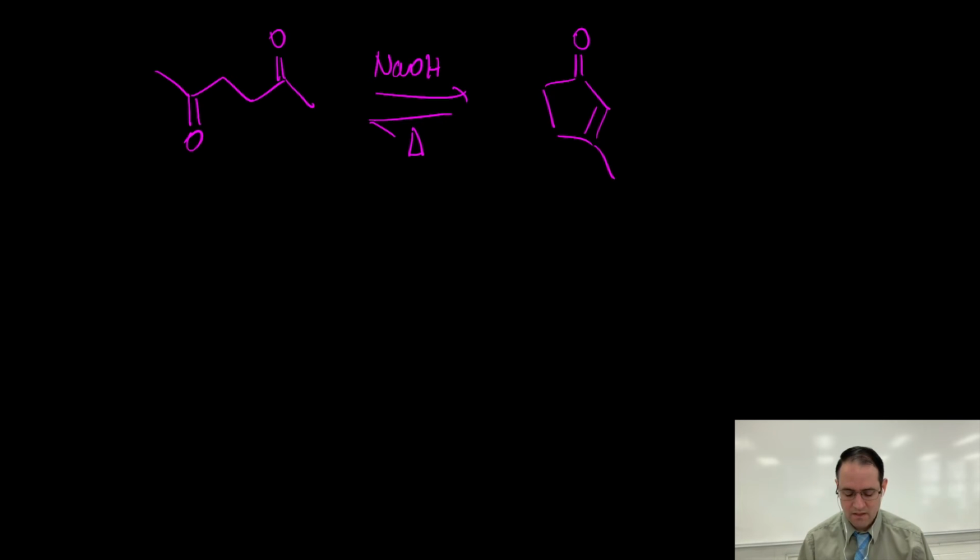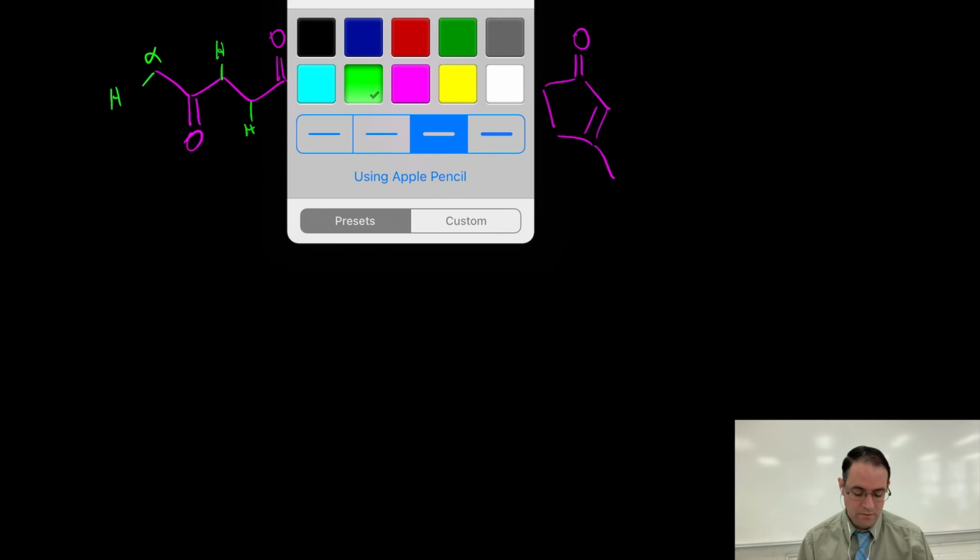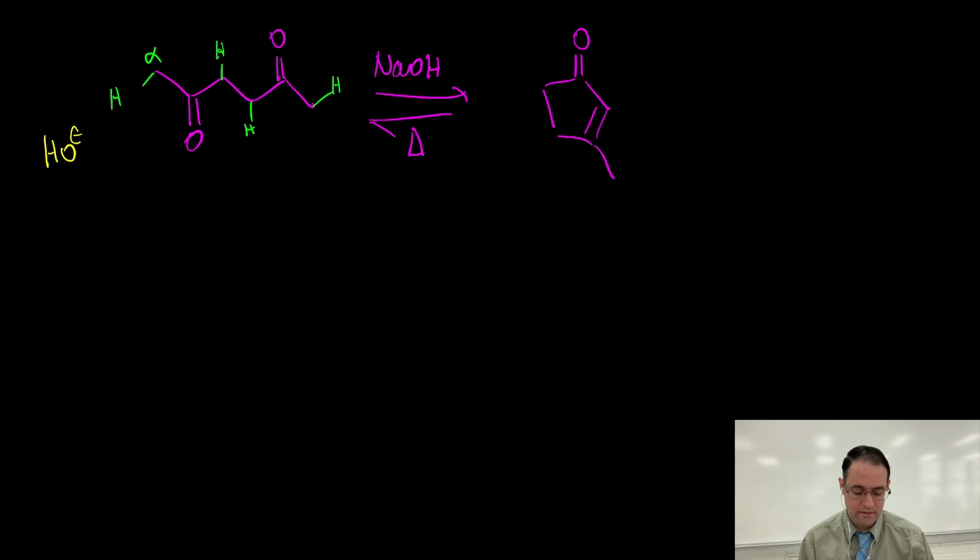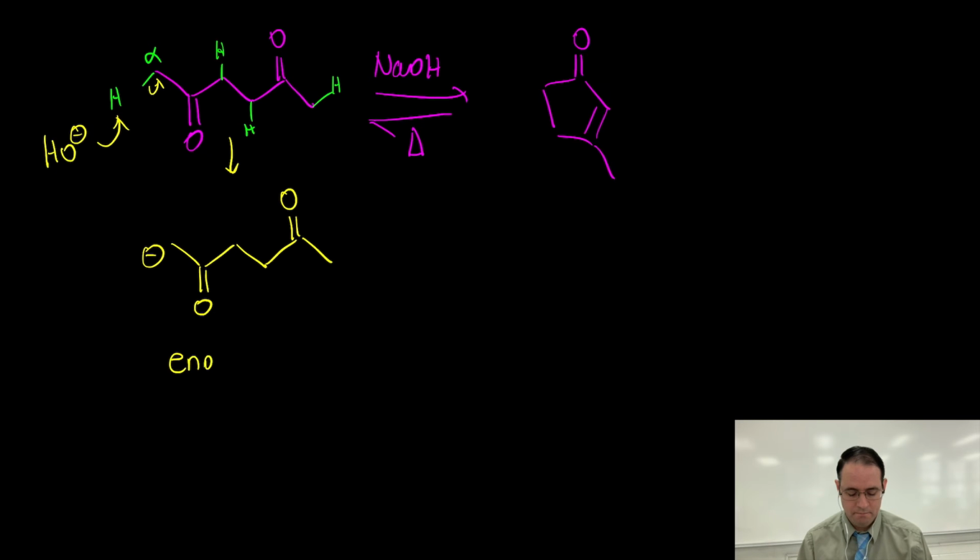So how's that happening? Well, this molecule is symmetrical. The left side and the right side are the same, so I'm going to pick on the left side here. Here's an alpha hydrogen. There are also alpha hydrogens here, here, and here. But let's see what happens, and I'll describe why this occurs in the fashion it does. We can deprotonate here, and that makes the enolate of this ketone.